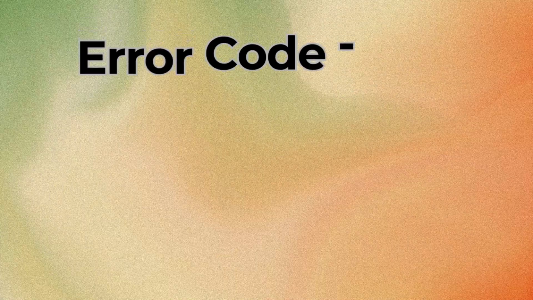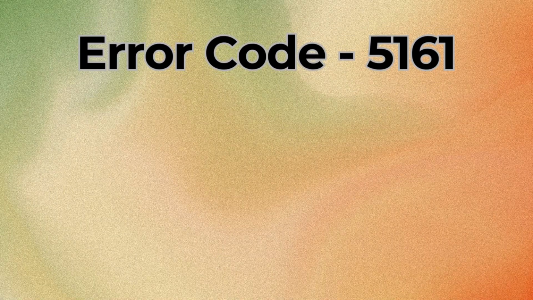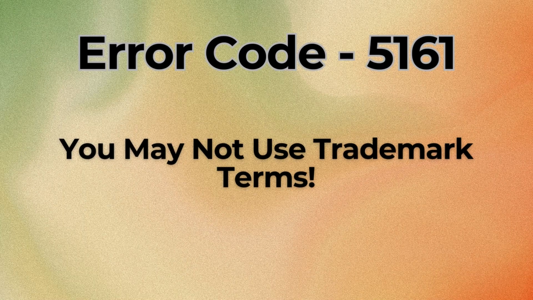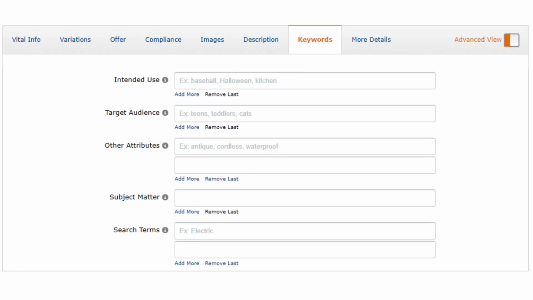Another common error code is 5161, which means you may not use trademark terms. If you add trademark keywords to your listings, you will see error code 5161. For example, CrossFit is a trademark keyword for knee compression sleeves. If you use the word CrossFit in your listing, even as a backend keyword like a search term, subject matter, or in the alt text field, Amazon will show you error code 5161. To fix this error, you need to remove the trademark keywords from your listings. Amazon doesn't allow the use of trademark keywords.